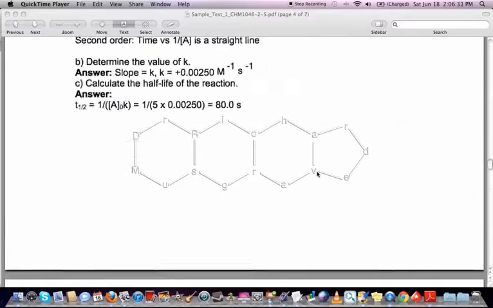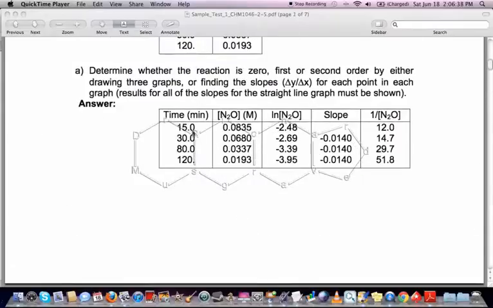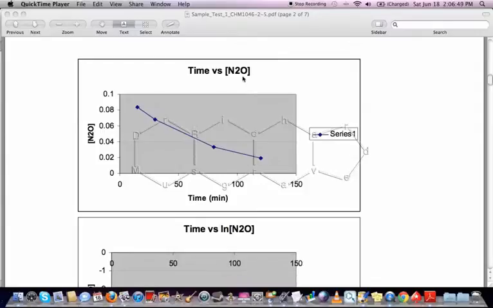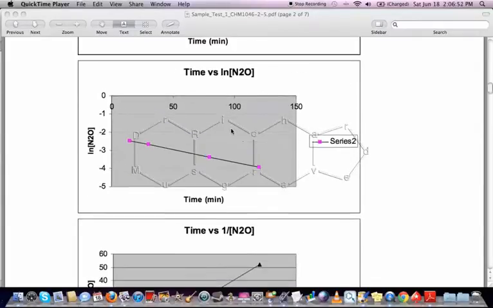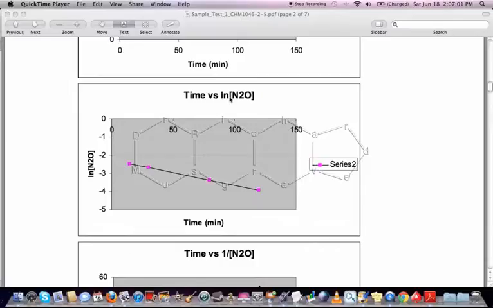So going back to our initial table here, we're going to be graphing the time versus N2O, the time versus log of N2O, and then the time versus 1 over N2O. And we're going to see which of those is going to pop out to be a straight line. So we do time versus N2O, we get a curve. We do time versus log of N2O, we get a straight line, that's nice. And then we get a curve for time versus 1 over N2O. So the one that actually comes out to a straight line is time versus log of N2O, which tells us that the reaction must be first order.